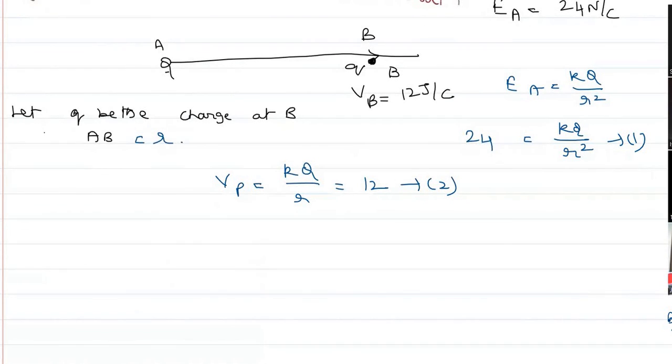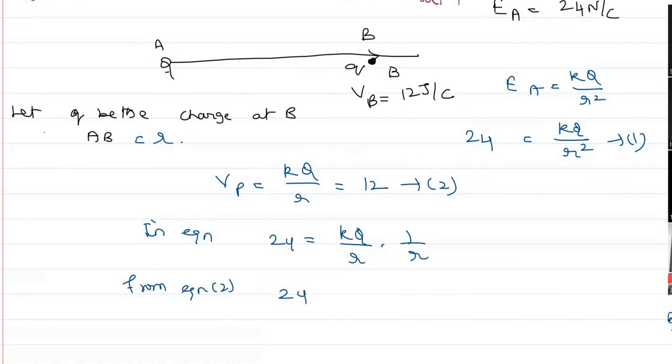What we can do in equation 1: 24 will be equal to KQ by R into 1 by R. Can I substitute? And what is from equation 2? KQ by R is 12. So 12 by R can I take? So this one will become 2. So what will happen? R will be equal to 1 by 2. That is 0.5 meter. Clear or no?